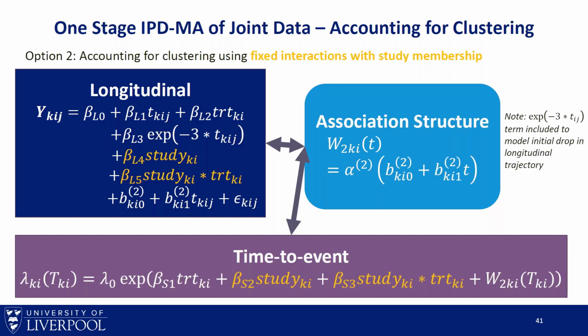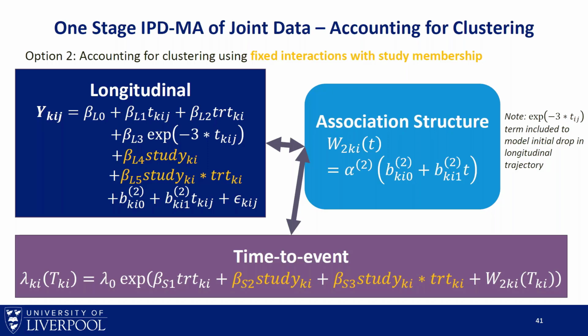The second example employs just fixed study membership terms and their interaction between study membership and treatment. We can see that we've had to include these fixed terms separately in each submodel, so we've got them present in the longitudinal submodel and the time to event submodel. However, because they're fixed effects and because we're using a random proportional association structure, this approach ignores any between study heterogeneity present in the association structure.